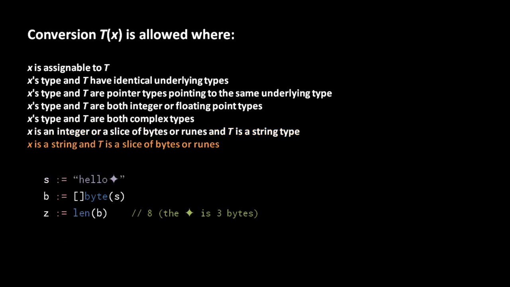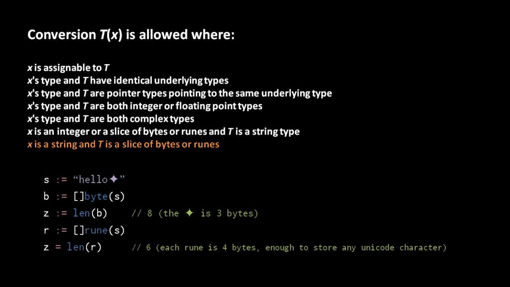Lastly, if value x is a string and t is a slice of bytes or a slice of runes, then we can convert x to t. Here, the string s has 6 characters. When we convert this string to a slice of bytes, the slice has 8 bytes because the diamond symbol is represented by 3 bytes, while the rest of the characters are each represented by a single byte. When we convert the string to a slice of runes, the slice has 6 runes because each rune is 4 bytes, enough to store any Unicode character.